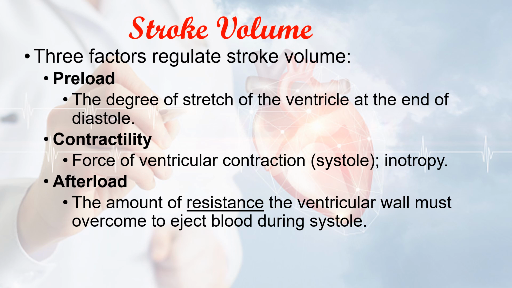Then the third factor which regulates stroke volume is afterload. Afterload is the amount of resistance the ventricular wall must overcome to eject blood during systole. Otherwise we say afterload is the amount of pressure exerted by the ventricle wall to pump out the blood during ventricular systole.